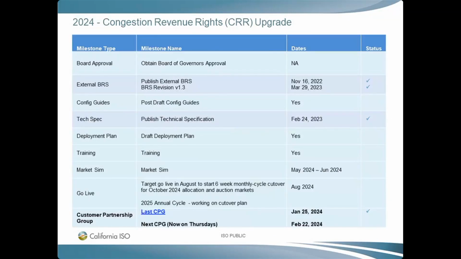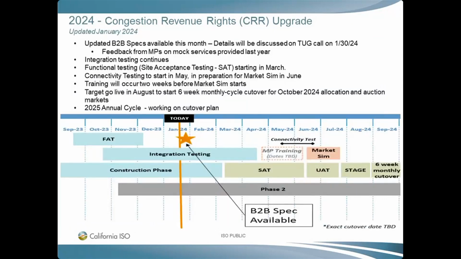For CRR, we did have our last customer partnership group on January 25, and those materials and recording are there. And the next CPG will be on February 22. And again, those are going to be on Thursdays. And this is the schedule that we went over, and I think the emphasis that we had for the last customer partnership group was that the mock APIs, which are a new deliverable and new feature that we're providing for our APIs, are available in MapStage for CRR, and we do encourage those that are impacted or interested by CRR's upgrade to take advantage of the mock APIs that you can get access to from the dev site to get a head start on preparation for the market simulation coming up.